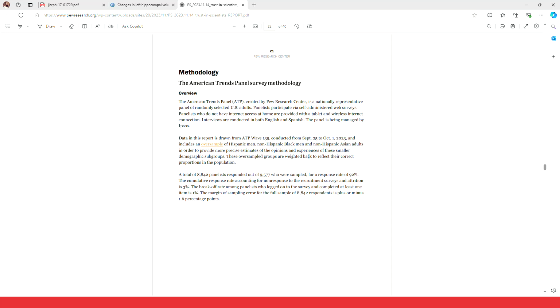we can see that they aim to get a representative sampling of the U.S. adult population. This means that our sample is both large and diverse. We can further dive into the methodology to determine that this study is a great example of validity.